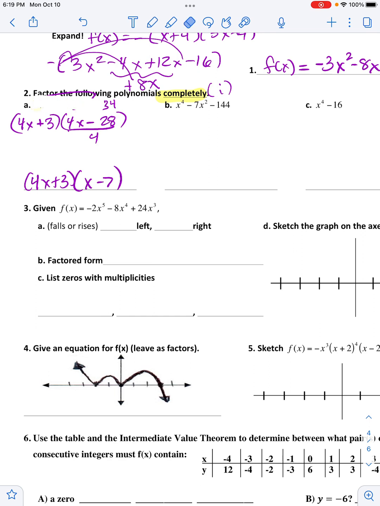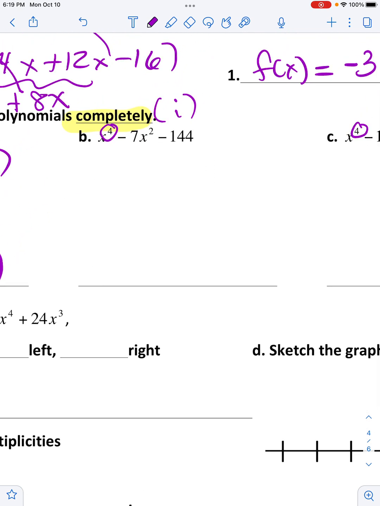And keep in mind, it is not a mystery how many factors you should get because this says 2. So I should have 2. This says 4. So I should have 4. This says 4. So I should have 4 because the fundamental theorem of algebra says the number of zeros and the number of factors should equal your degree, which is the highest power.